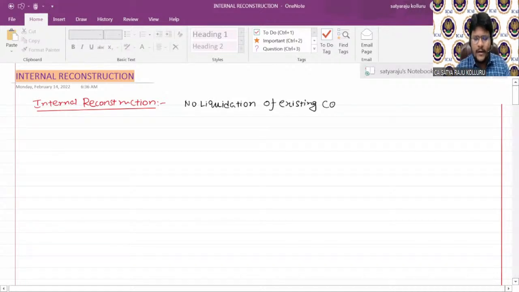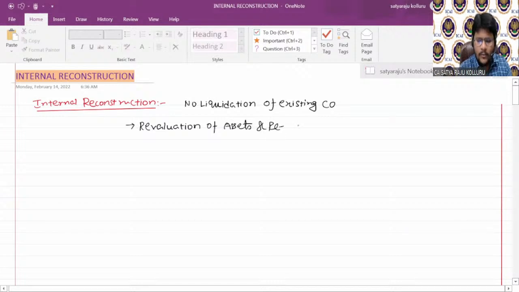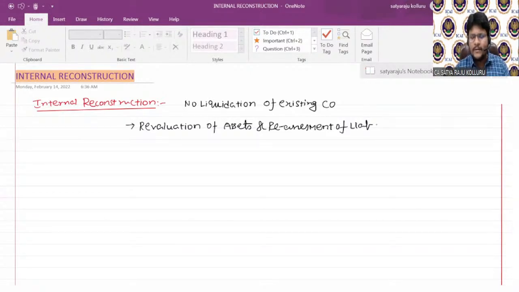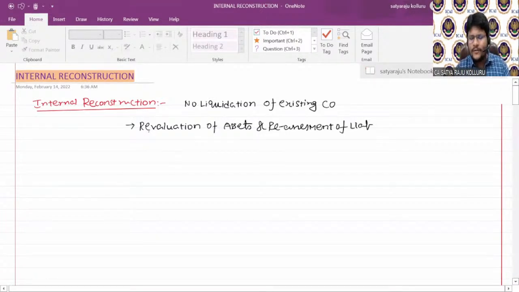So then in case of internal reconstruction, what is going on? Here, revaluation of assets and reassessment of liabilities is going to occur. You know why? We already discussed previously that the existing assets and liabilities are not depicting their true value, meaning you need to go for revaluation. Due to such revaluation of assets and reassessment of liabilities, you may derive certain profits.